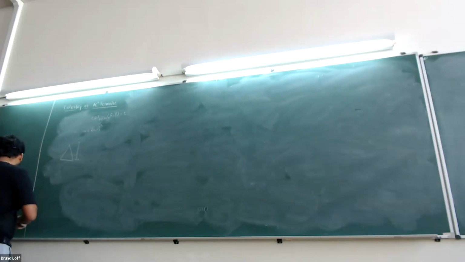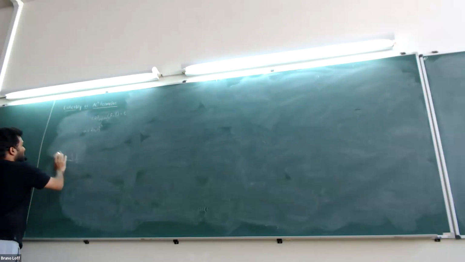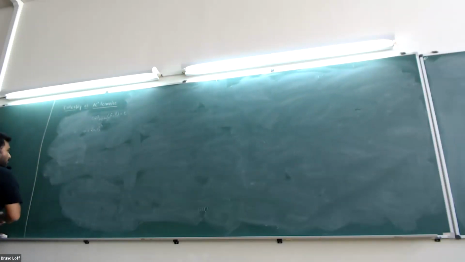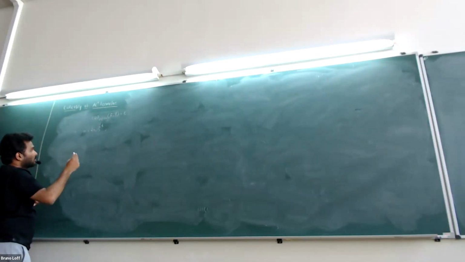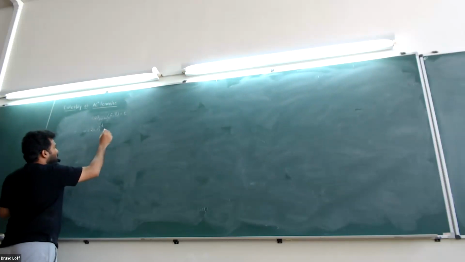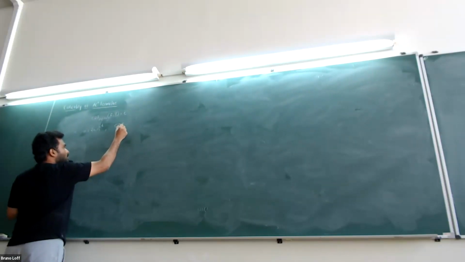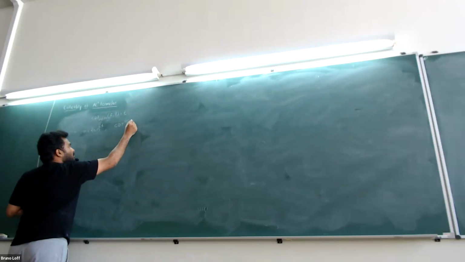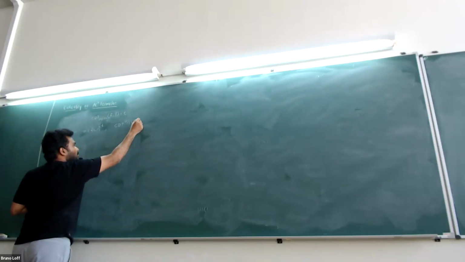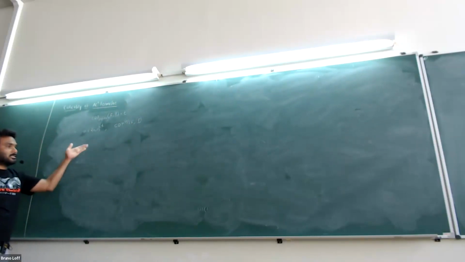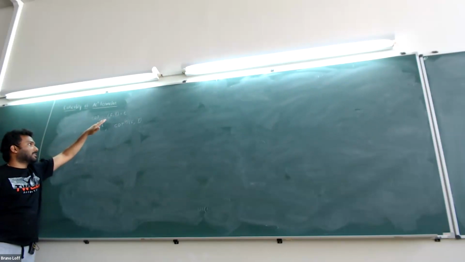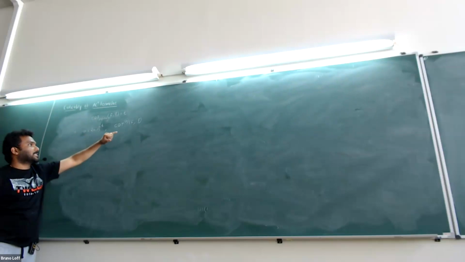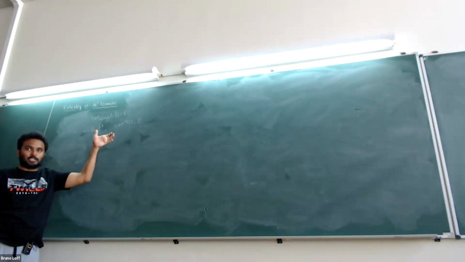So for any S, what do we say? T for example. What do I mean by this? This is the decision tree. T is the decision tree.